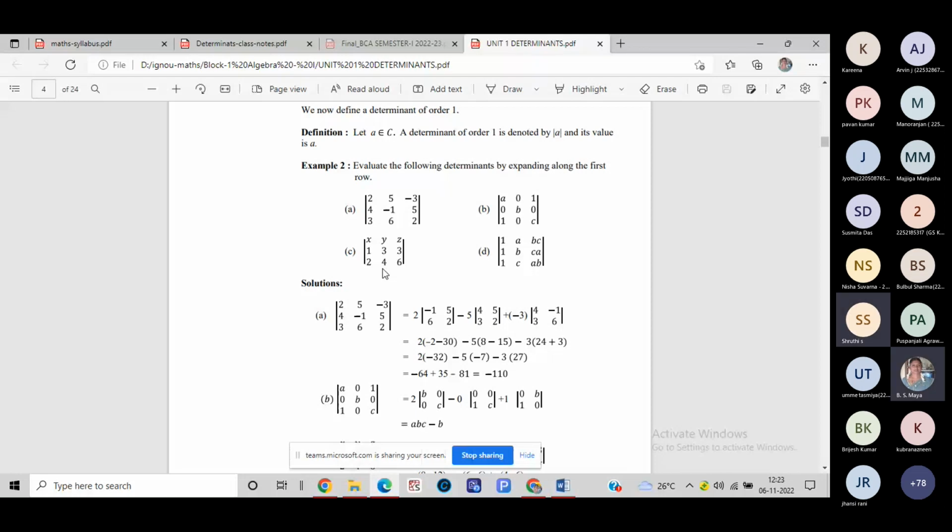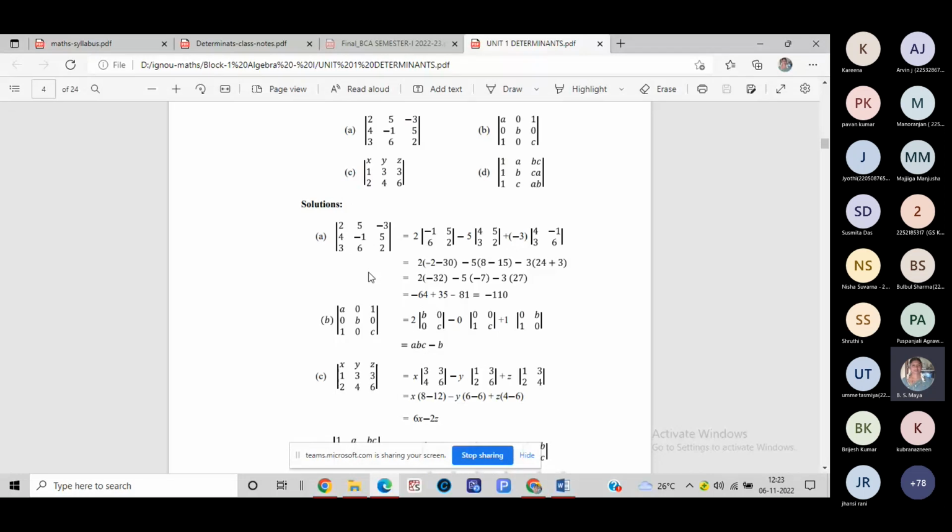The answer is 6x plus 6x minus 2z. See now, the variables are given. Don't worry about the variables given. X into 6 3s are 18 minus 4 3s are 12 minus y. 6 1s are 6 minus 6 plus z. 4 1s are 4 minus 6. Now 6 minus 6 is 0. The y component will be eliminated.